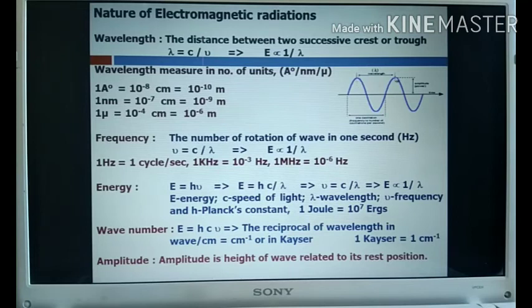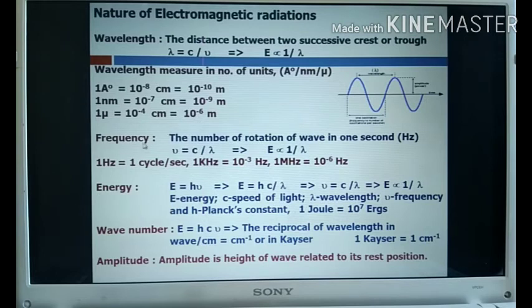Here it is, these are two successive crests, and here is the length of the wave. It is nothing but the wavelength, between two successive crests or two successive troughs, isn't it? 1 nanometer is equal to 10 to the power minus 7 centimeter, or 10 to the power minus 9 meter. 1 micron is equal to 10 to the power minus 4 centimeter, or 10 to the power minus 6 meter.